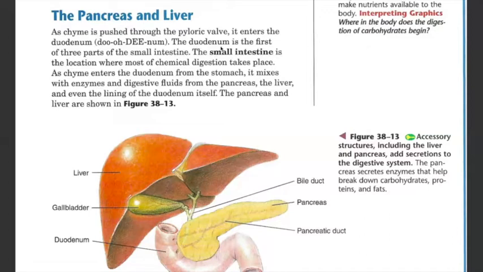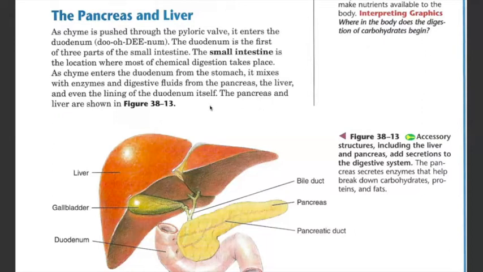The duodenum, or as I say, duodenum, is the first of three parts of the small intestine. The small intestine is the location where most of the chemical digestion takes place. As chyme enters the duodenum from the stomach, it mixes with enzymes and digestive fluids from the pancreas, the liver, and even the lining of the duodenum itself.